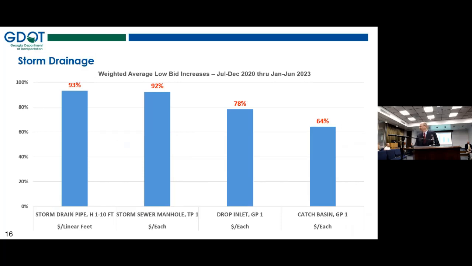storm drainage. Storm drainage is incredibly increased, as you can see here. We just highlighted four items. Far left, the storm drain pipe. This is a combination of the 6 standard diameters that we use, and the H1 to 10 means that's the height of fill above. That's the most predominant use of this item. The next 3 columns are the common drainage structures that we use in conjunction with these storm drain pipes in drainage systems.